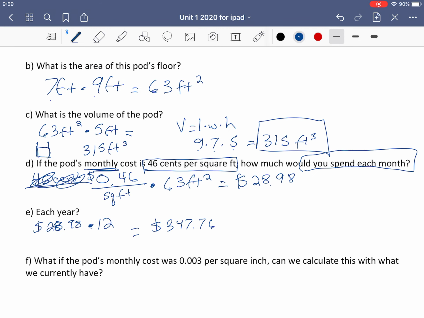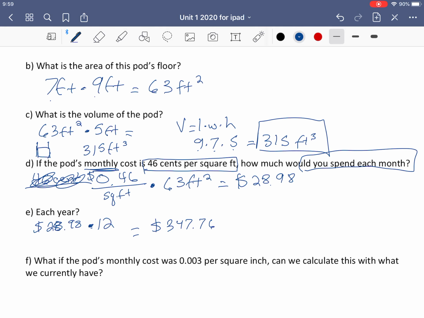F, what if the monthly cost is 0.003 dollars, cents, I don't know, it doesn't matter, per square inch? Can we calculate this with what we currently have? Heck no, we cannot, because we don't have square inches, and it's a little bit of a pain in the butt to get square inches, so we would need to do kind of a crazy unit conversion to get there.